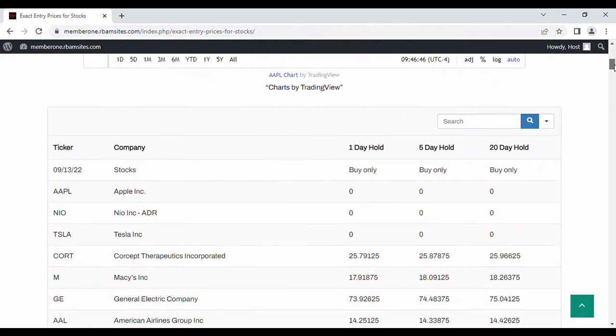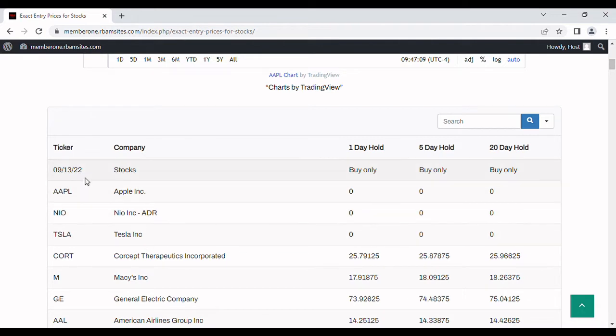Let's go down and take a look at what RBAM research says today on the stock. These are out for today, the 13th. Apple is right here at the top. We have 1, 5, and 20-day holding periods, and you can see this buy only algorithms for stocks, and as you can see, it's saying 0, which means it doesn't think it's a good idea to buy it. And of course, Apple is down $4 today, so the algorithms are on track for today. But keep in mind, it's all for entertainment purposes only.